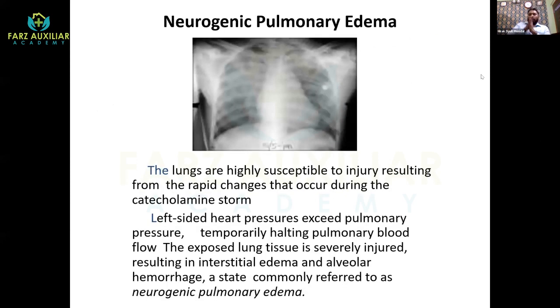Here is one important topic, and questions may be asked. What is neurogenic pulmonary edema? This occurs because of high left-sided heart pressure, and there is a sudden onset of interstitial edema, and there may be some kind of alveolar hemorrhage. This is called neurogenic pulmonary edema, associated with inflammatory damage and catecholamine surge in a brain dead patient. So it's a differential diagnosis.